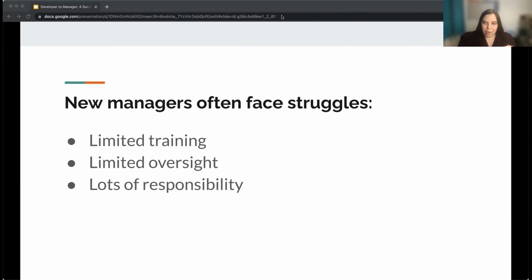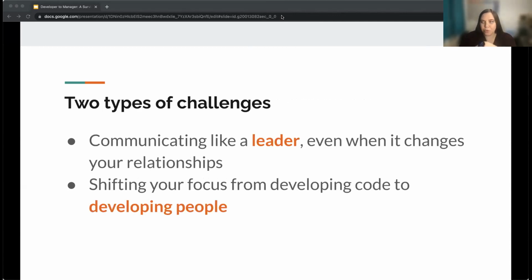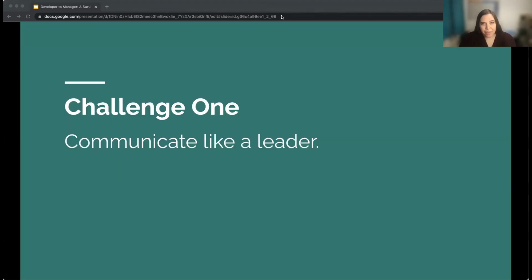So most managers, in my experience, regardless of industry, seem to learn with a crash course on the job. There are two main types of challenges that I often see people really struggle with. The first one is communicating like a leader, even when it really changes your relationships. And the second one is shifting your focus from developing code to developing people. We're going to talk about both of these a bit today.